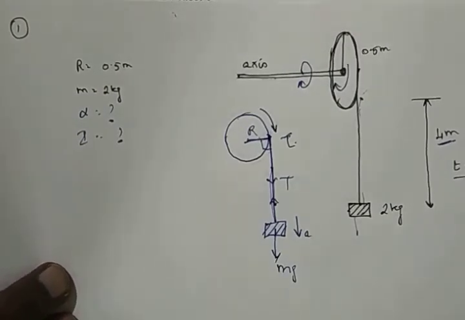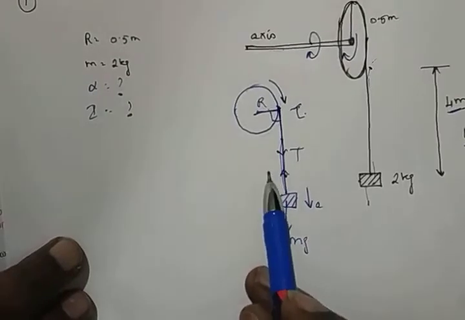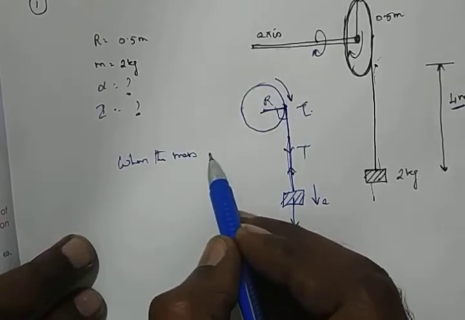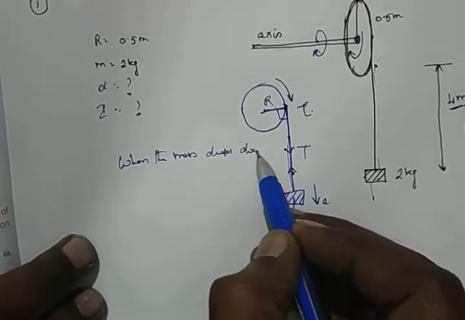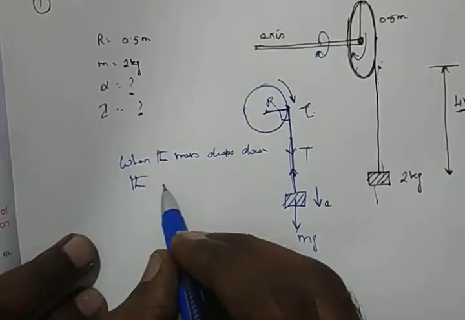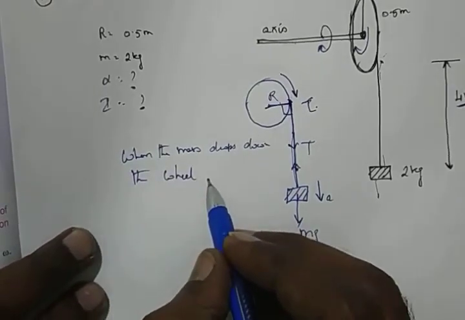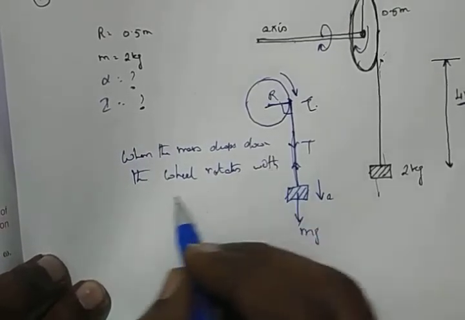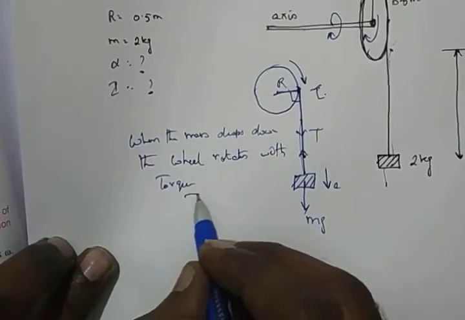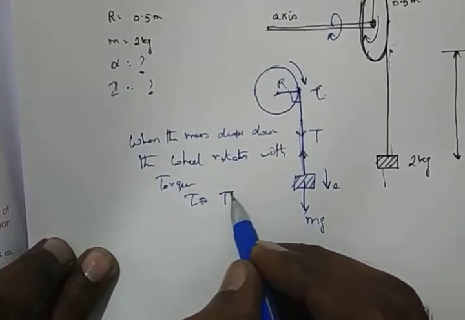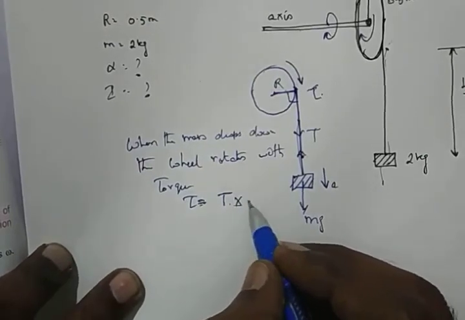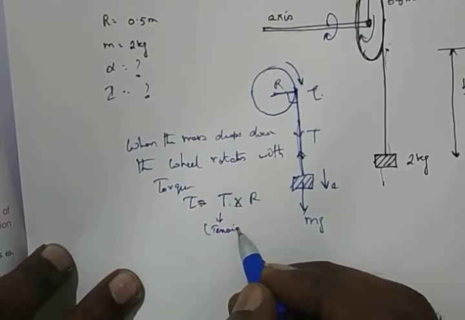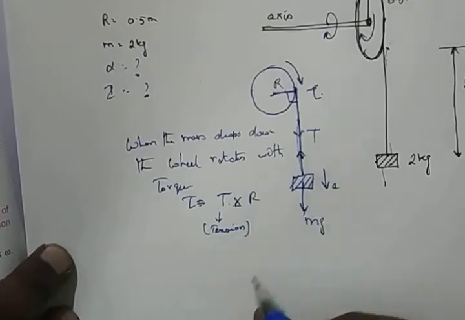Let us try to write down the very first thing. When the mass drops down, the wheel rotates with torque. Torque is going to be equal to tension into radius. Please write down: tension into radius.